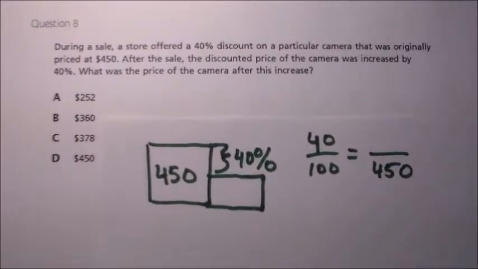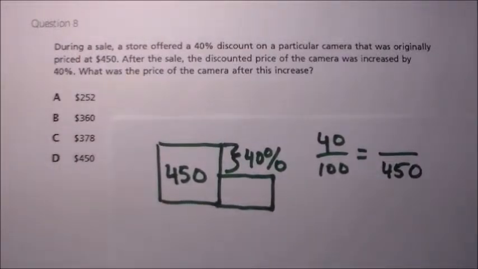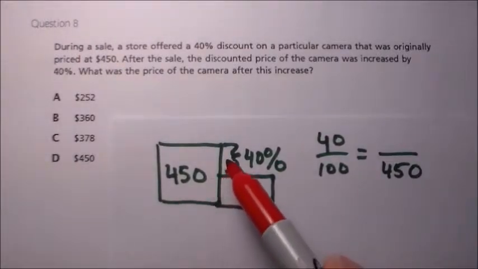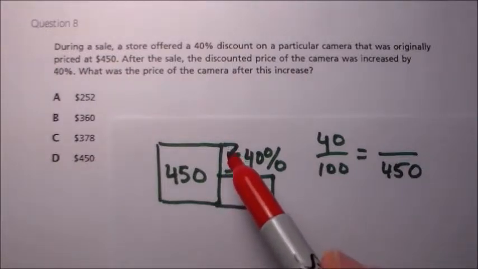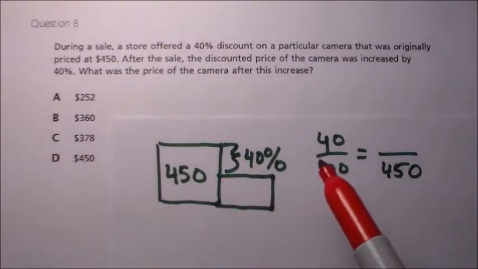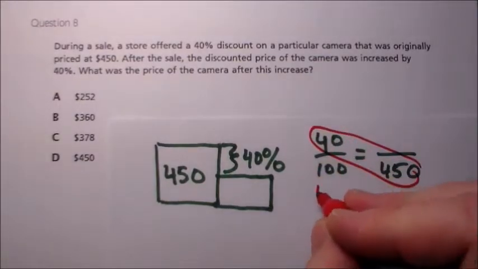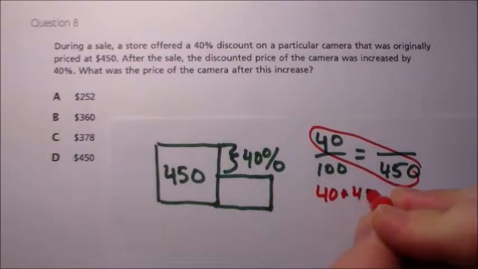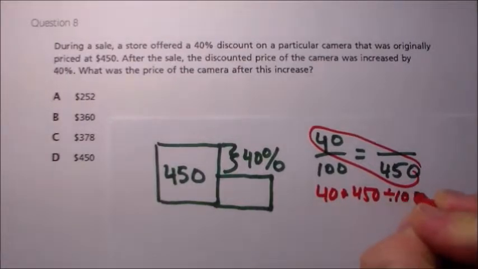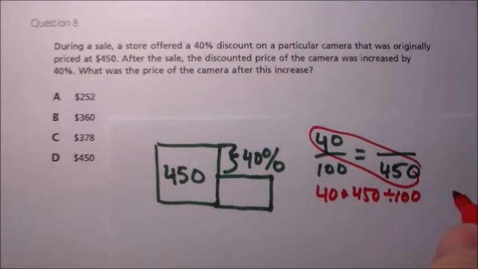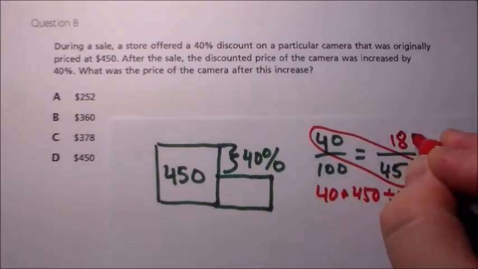All right, so by now we're getting good at this. We have 450, and we lose 40%. So what is 40% of 450? Set it up and cross multiply. 40 times 450 divided by 100. Plug it in your calculator, you're going to get 180.